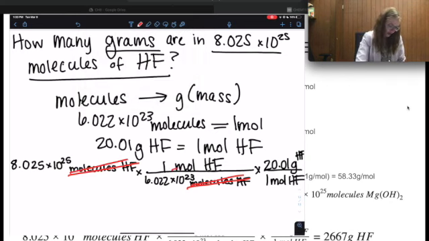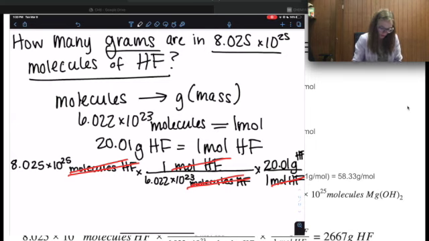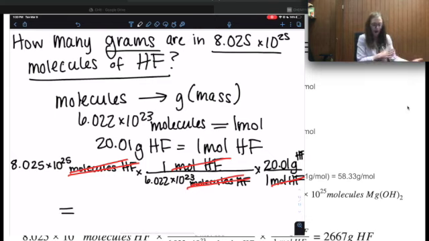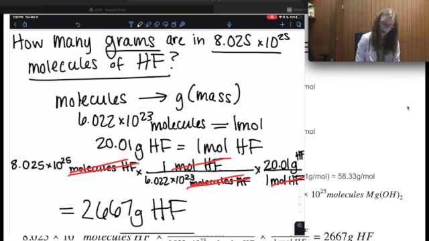So I'm going to triple check my units, see where I'm at. Molecules on top still, molecules on bottom still, cancels out. Moles on top, moles on bottom, those cancel. And I'm left in grams, which is where I want to be. So if I type this in my calculator, remember, multiply across, divide down. Multiply across, divide down. So this gives me 2,667 grams of HF.